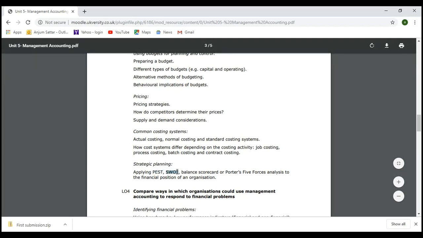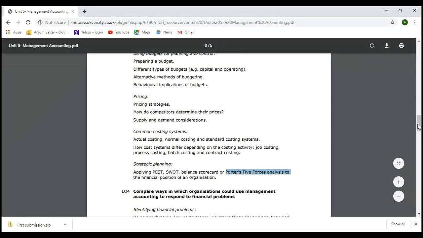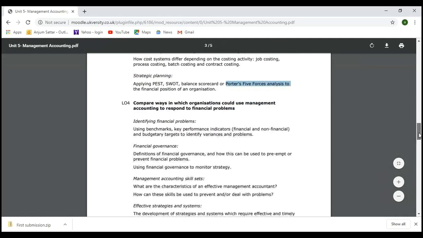I mentioned PEST: political, economic, social, and technological environment. I discussed SWOT: S stands for strengths, W for weaknesses, O for opportunities, and T for threats. SW is internal, and OT is external. We discussed Porter's five forces, and I asked you to do a bit of research. I'm not sure if a couple of you have done it or not, but we'll go through it in today's lesson as well.